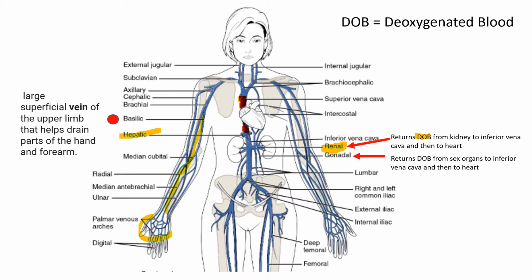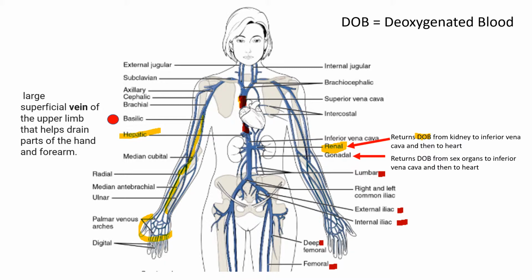All right, the gonadal vein returns the DOB from the sex organs to the inferior vena cava. Of course, then you get your lumbar veins, that's in the lumbar area, again simply returning the deoxygenated blood back to the heart. So again, like I said, all these: iliac, external iliac, internal iliac, the deep femoral, femoral veins, they're all returning deoxygenated blood back to the heart.